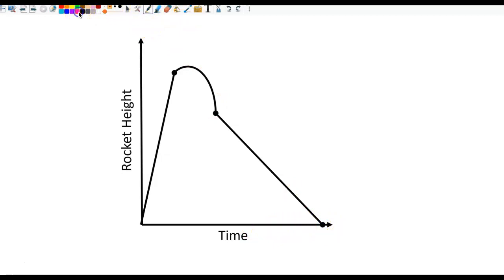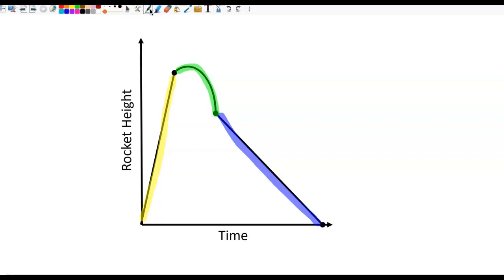Now, you'll notice that it looks like this graph has three pieces to it, right? There's this piece, and then there's this piece, and then there is this piece, right? So there's three parts to this, and that's because during this rocket's little journey through the air, it kind of went through three different phases.